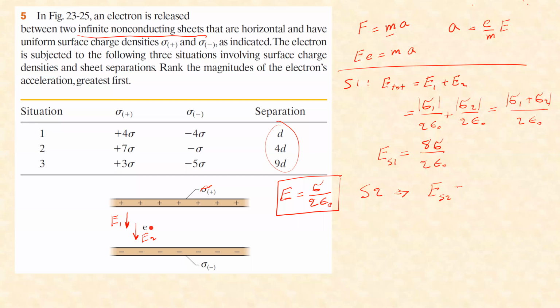What does epsilon naught stand for again? Just the constant. Epsilon naught is 1 over 4 pi k, remember? Which is 8.85 times 10 to the negative 12. And the unit is Coulomb squared over Newton meter squared.